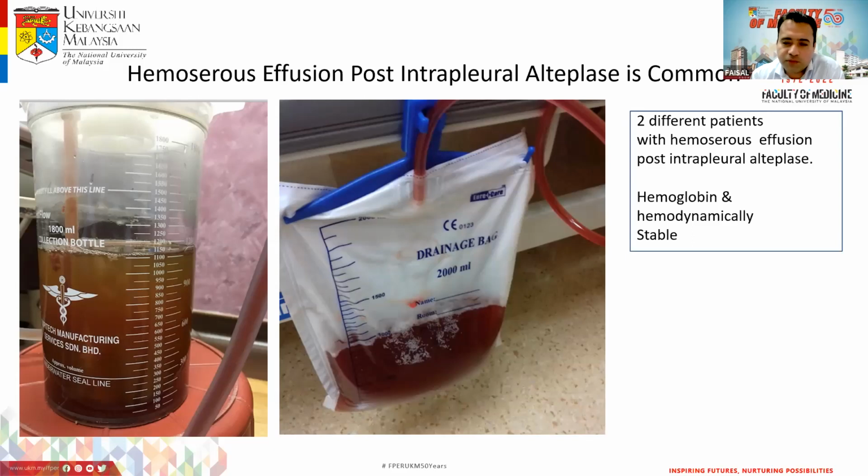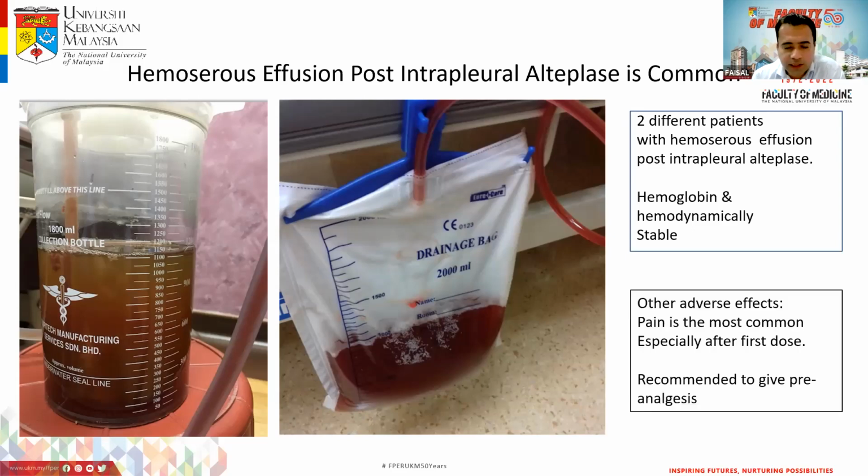Most of the time, the bleed will actually resolve spontaneously. So far, I've never had to refer any patients to interventional radiology for management of any pleural bleed. Other common adverse effects include pain, especially after the first dose. So for most of my patients, before I give them intrapleural alteplase and pulmozyme, I will give them analgesics 15 to 20 minutes prior to fibrinolysis, whether it's IM tramal or IV tramal and so on.